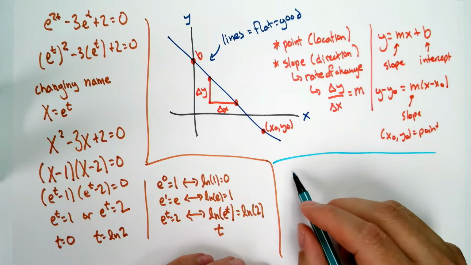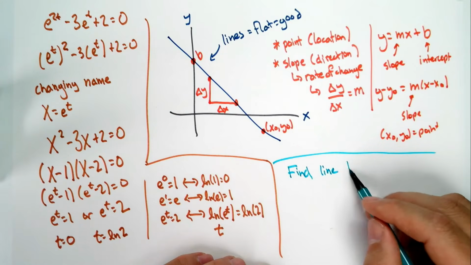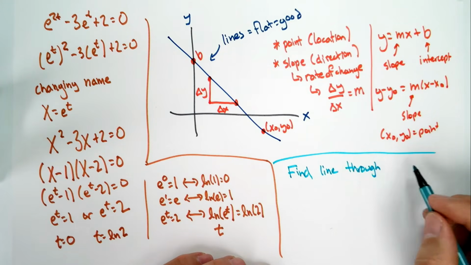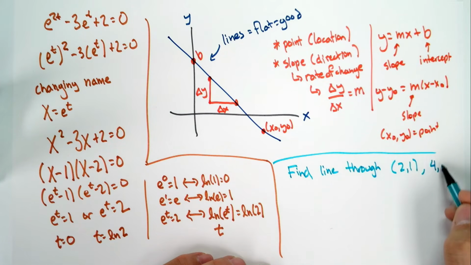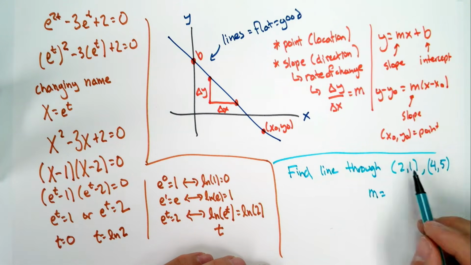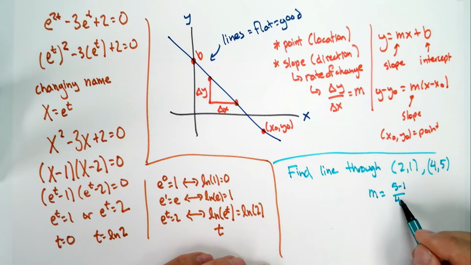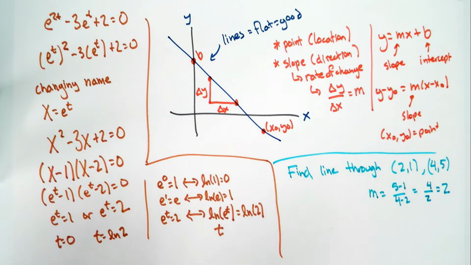So let's do a quick example. Let's find a line that goes through 2 points. Well, which 2 points? I don't know. Let's say (2, 1) and (4, 5). So let's find our slope, and that's our change in y, 5 minus 1, over our change in x, 4 minus 2. In other words, I take the difference in the y's over the difference in the x's, and so upstairs we get 4, downstairs we get 2, also known as 2. Now we have our slope.